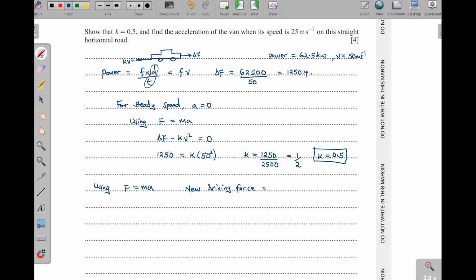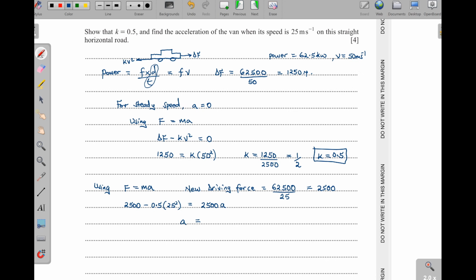So new driving force shall be equal to, what will it be? 62500. Then we divide by 25. And of course, this one goes here 25 times. So we shall have 2500. Okay. Now, coming to this one here, we shall have 2500 minus kV squared. K is 0.5. V is now 25 squared. Then this one is equal to the mass, 2500, times a.